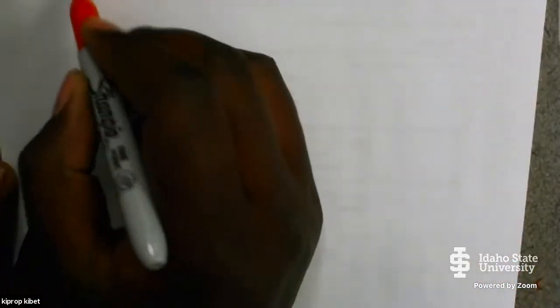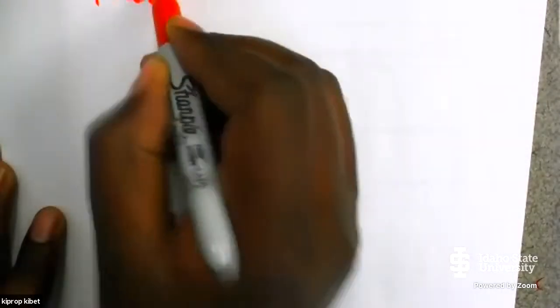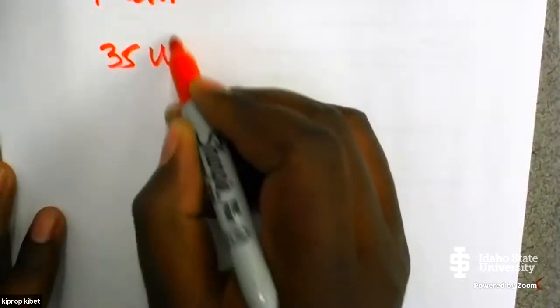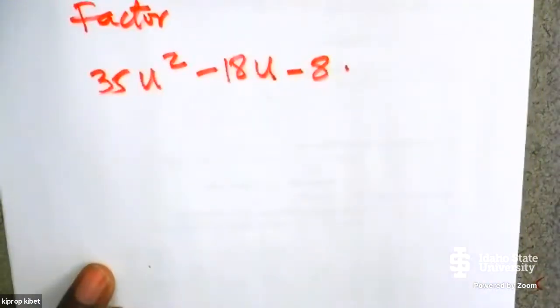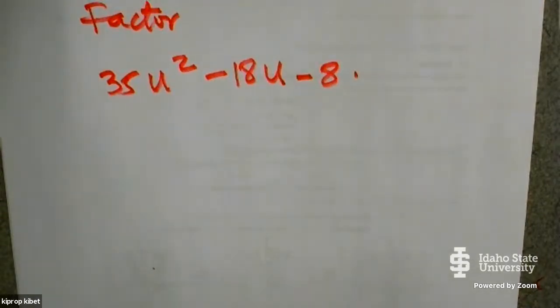Okay, so now if we have the other example here, if we are given: factor 35u squared minus 18u minus 8. So how should we factorize this?